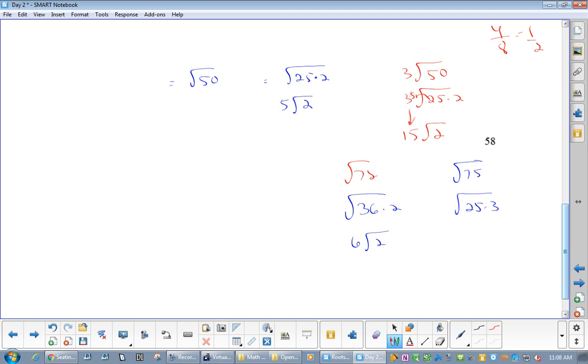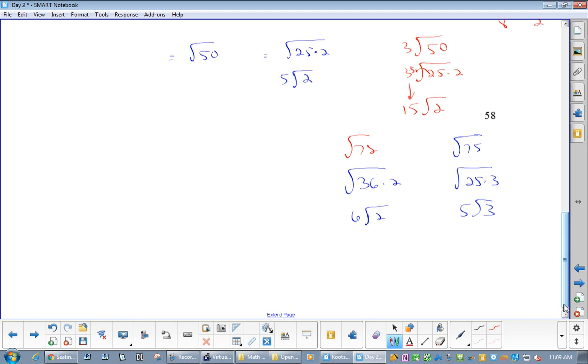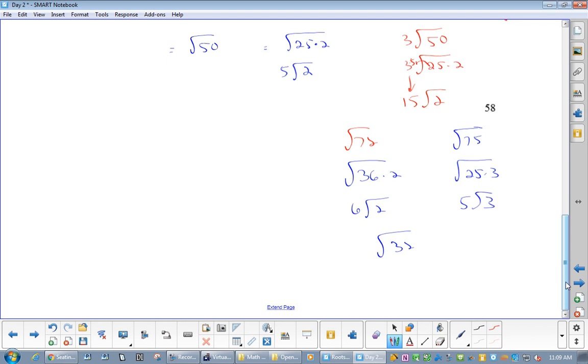25 comes out to become a 5? Yep. The 5 is on the outside. Okay. And there's weird things too. Like say you had the square root of 32. Well, what are two things that multiply to 32? 2 times 16? 4 times 8?